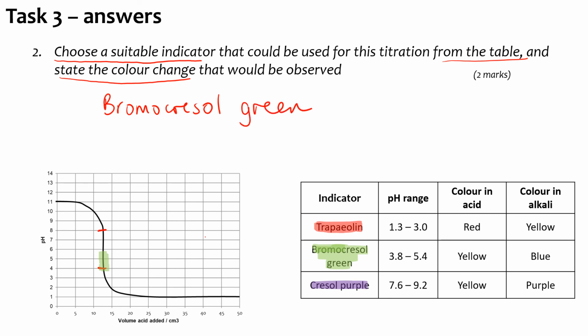And then the colour change that we would see, we're looking here, the colours are yellow and blue. Now the colour in acid is yellow and the colour in alkali is blue, but we are starting with the alkali and ending with the acid. So the colour change would be blue to yellow. Now, one of the really common mistakes people make with these questions is they only give one colour. If you're asked for a colour change, then you do have to give the colour both before and after.